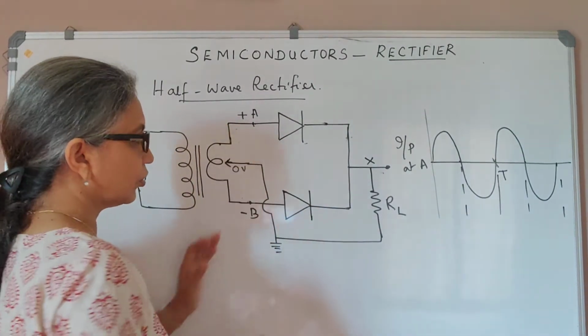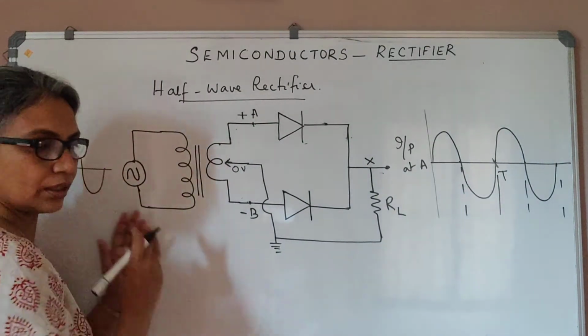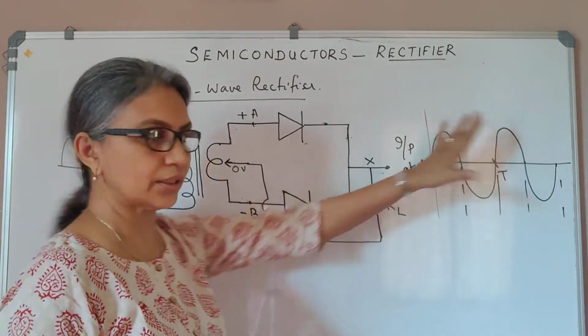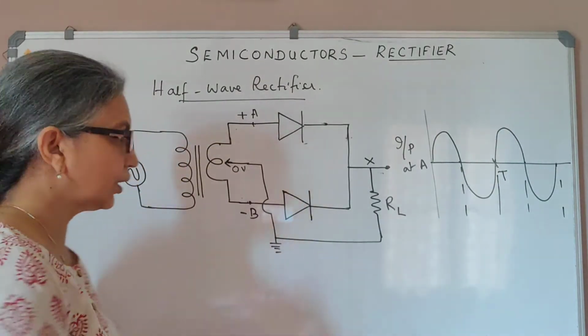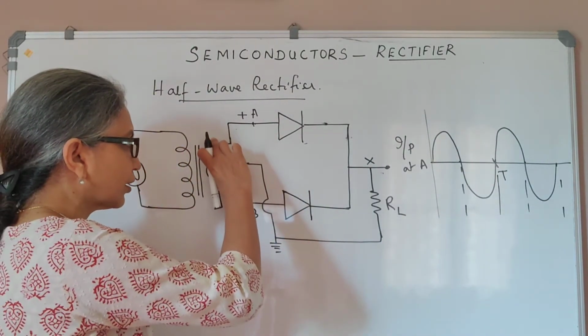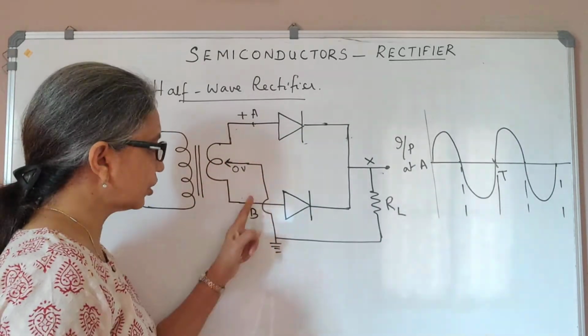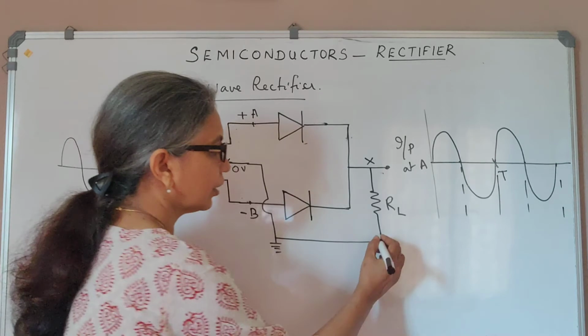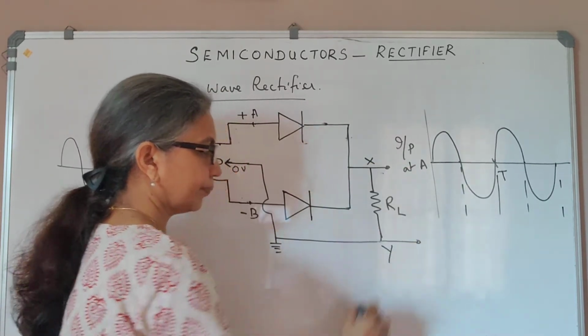Now let's look at the working of this. The input is the same. We are going to rectify this input AC, which we are supplying to the primary of the transformer. It has stepped down that voltage, and this is the secondary of the transformer, and you see the connection is such that you have grounded the center tap, and we put the RL across X and Y.